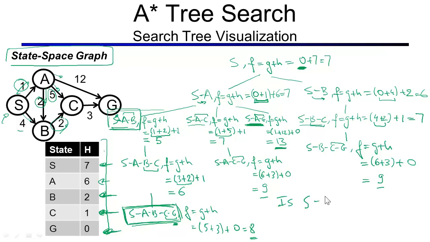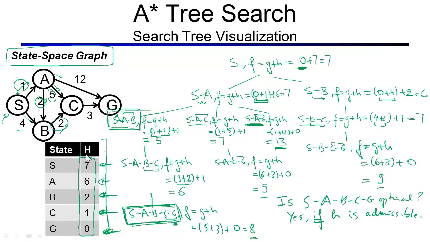Is SABCG optimal? Well, for A-star tree search, we have the guarantee that it will return the optimal solution, so it is optimal if the heuristic H is admissible. To find out whether H is admissible, we need to look at all these entries here and verify that they are indeed underestimates of the shortest path to a goal state from those states. I'm not going to step through that here, but indeed it can be verified that each of these are underestimates of the cheapest path to a goal state. So we have that indeed SABCG is optimal.